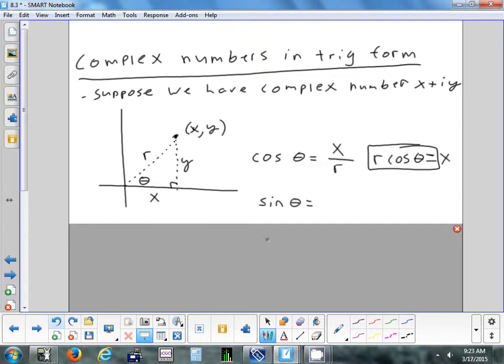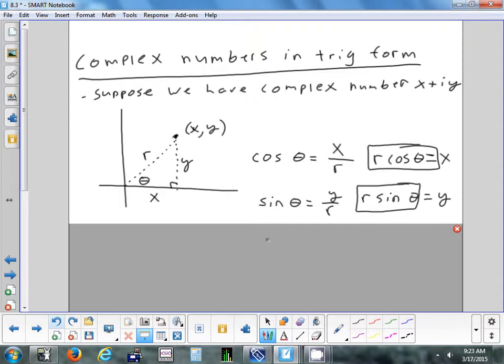I'm going to do the same thing down here. Sine of theta is y over r. I'm going to rewrite it by multiplying both sides by r. And I get r sine theta equals y.